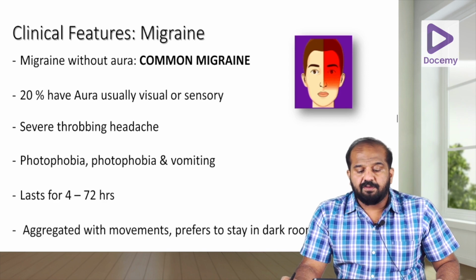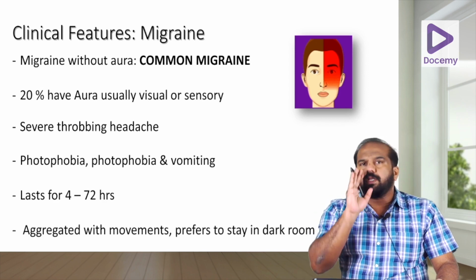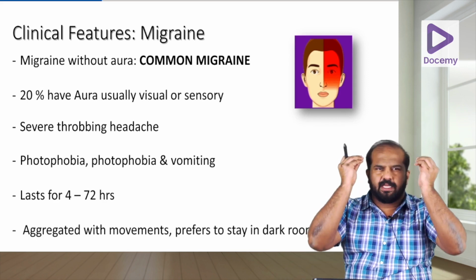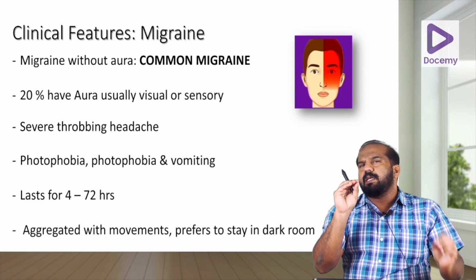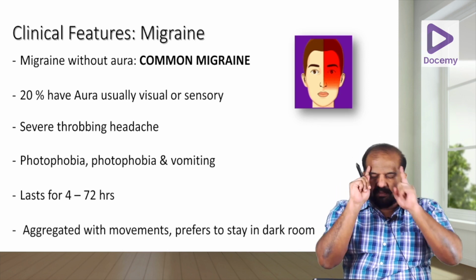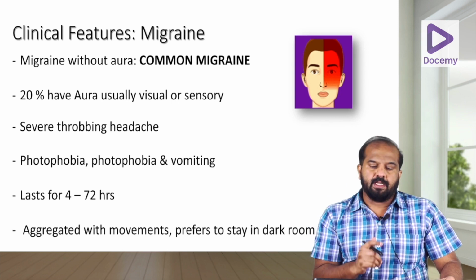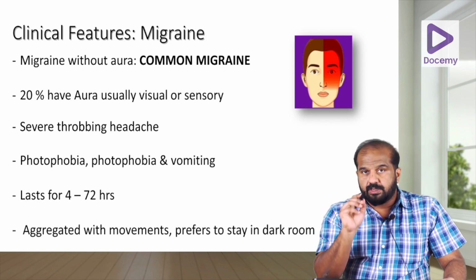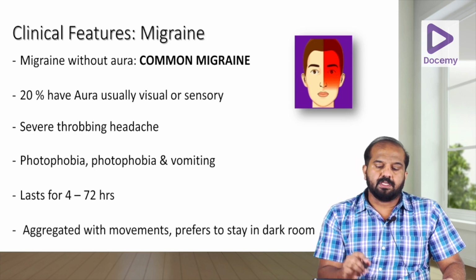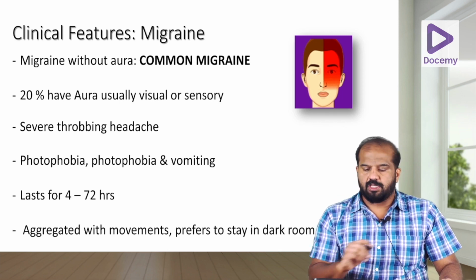What are the clinical features of migraine? So you see this diagram, it is actually usually unilateral. Suppose the patient is saying the pain is always simultaneous on both sides, the chances of it being a migraine is less. Tension headache, people usually say bilateral, simultaneous type of pain. Migraine is usually unilateral. Migraine without aura is common migraine. With aura is classical migraine. 20% have aura, usually visual or sometimes sensory.